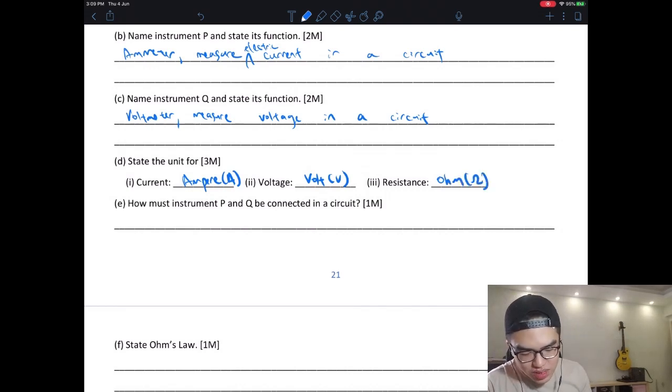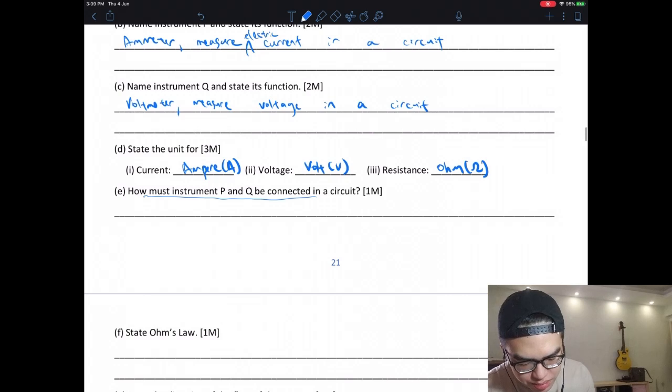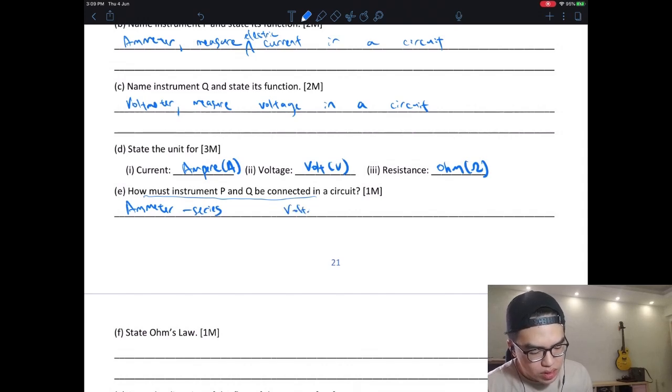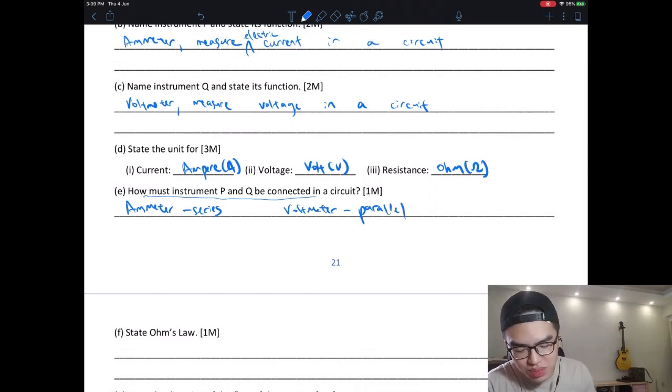Okay, how must instrument P and Q be connected in the circuit? I know we haven't learned this, we'll learn this next week, okay? But for ammeter, we connect this in series, but for voltmeter, we connect this in parallel. You don't normally see this question. If you must know what is meant by series.